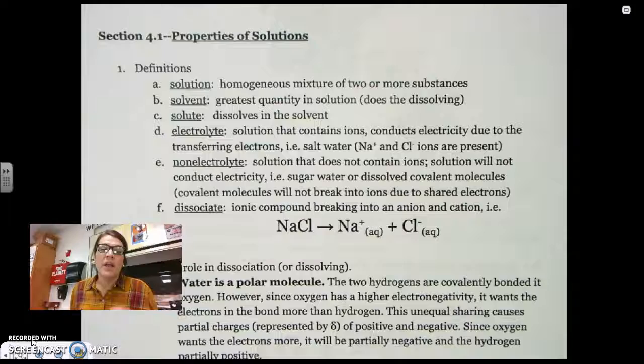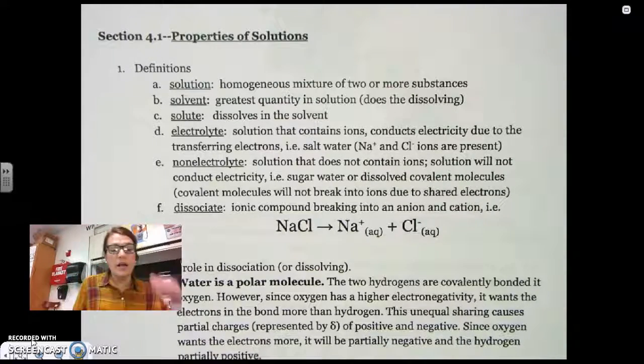If we remember, ions are going to be your cations and your anions, and because there's cations and anions inside of the solution, it's going to conduct electricity, okay? This is because of the transferring electrons between the sodium ion, the cation, and the anion, okay? So an example of this would be salt water, okay? Sodium and chlorine ions will be present, therefore salt water will conduct electricity, okay? So salt water or sodium chloride is an example of an electrolyte.